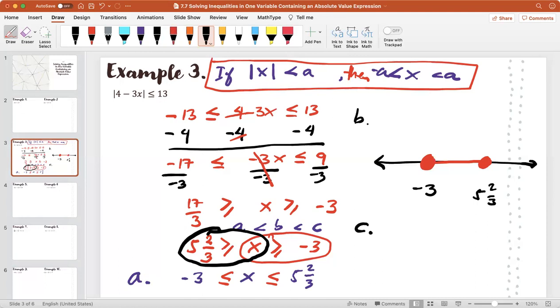We can also write this in interval notation. We have to use a closed bracket because negative 3 is included. And for 5 and 2/3, we use a closed bracket because 5 and 2/3 is also included. So the interval notation is the closed interval, negative 3 to 5 and 2/3.